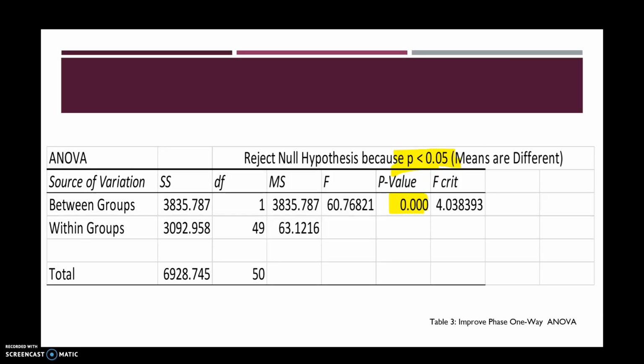I decided just to compare the baseline to my improvement phase data, and there is definitely a statistical difference that I see here. My p-value is 0 or very close to 0, which is much less than 0.05. My means are very different, and they are definitely caused by something that was put into place and not just by random variation.